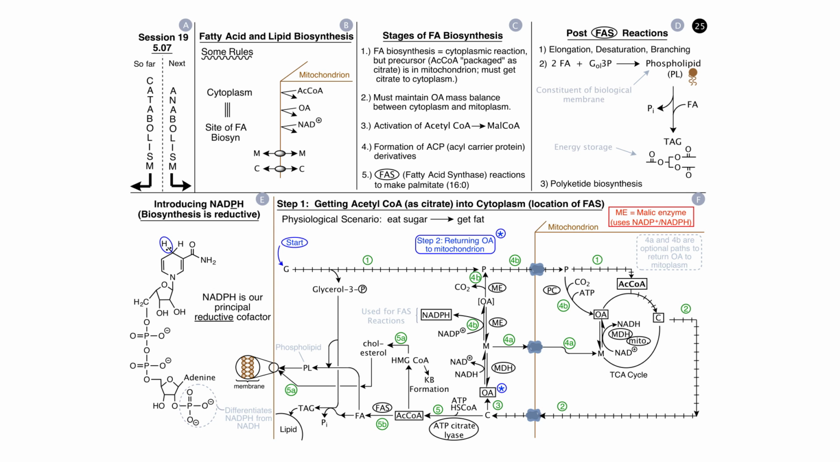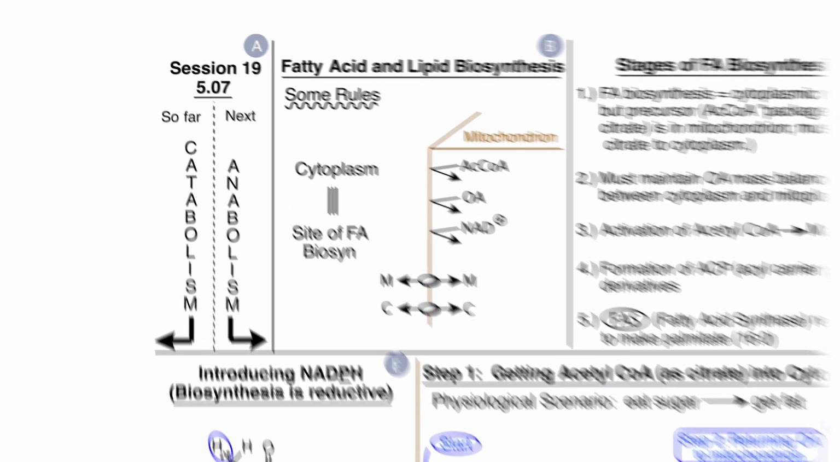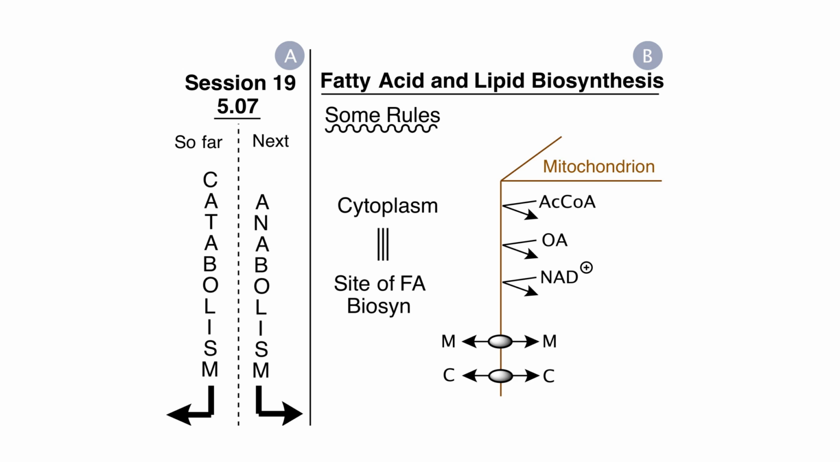Let's look now at storyboard 25, panels A and B. Most of the pathways we have studied so far in 507 have been catabolic. That is, the breakdown of molecules, usually with the objective of producing energy-rich molecules such as ATP, or reducing equivalents that ultimately could be used for reductive biosynthesis. Now we're going to turn to anabolism, or biosynthesis. Biosynthetic pathways are going to require energy input as well as reducing equivalents. Overall, biosynthesis is an endergonic process.